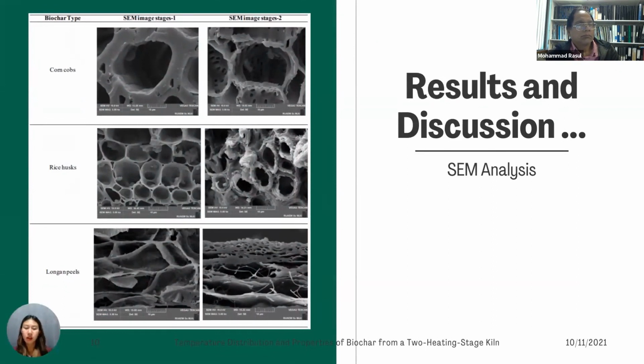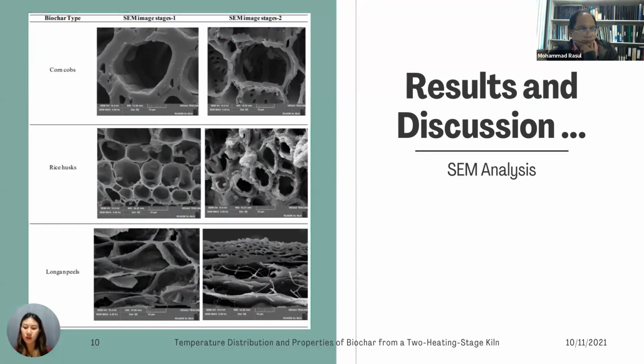Same. The two-stage mode produced biochar with higher porosity than the single-stage mode for all feedstock, consequently the pore area of the biochar increased. It became more suitable for soil improvement. The biochar pore area would help absorb water or other nutrients in soil.